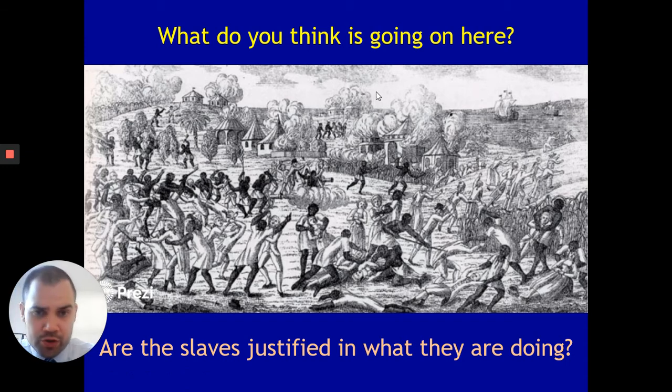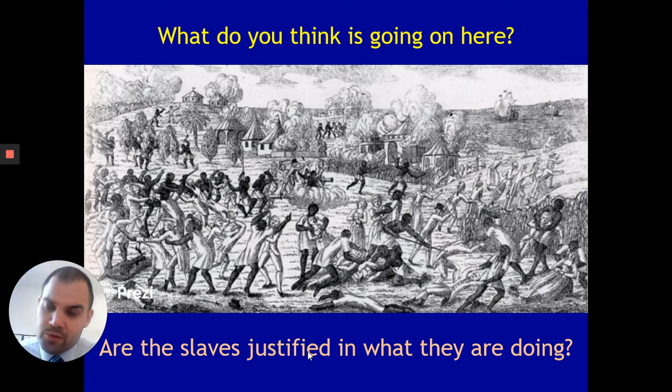So they're burning down the sugarcane fields, they're burning the mills, they're burning all the really expensive equipment, and they're also killing as many of the slave owners and their families as they can. So the violence of the Haitian Revolution early on is a really, really important thing. And in terms of is it justified, it's obviously extremely violent.